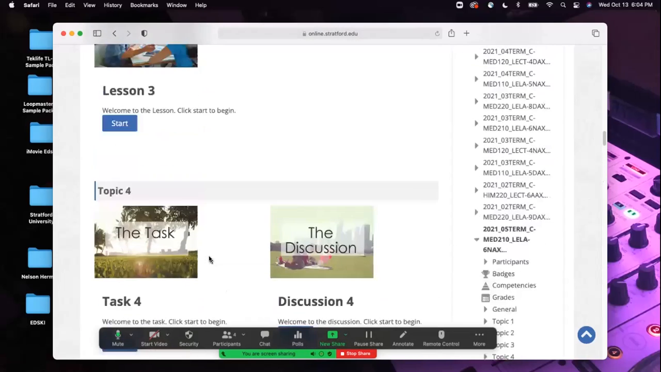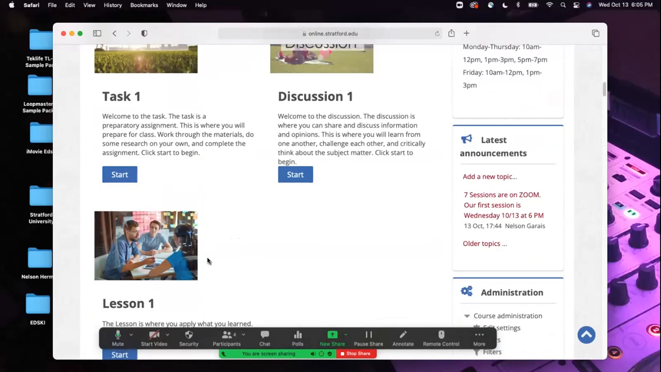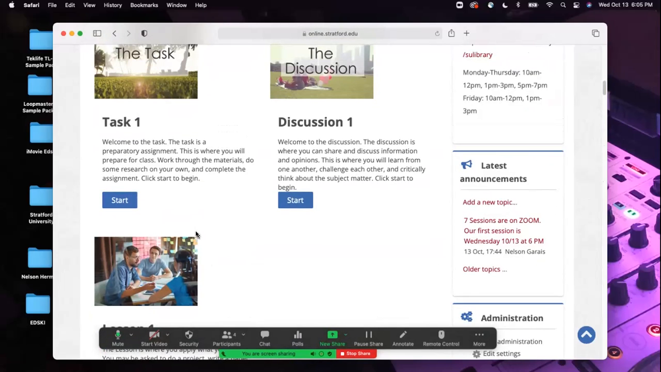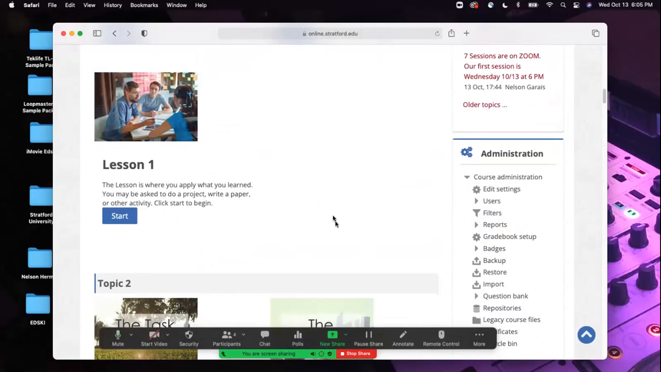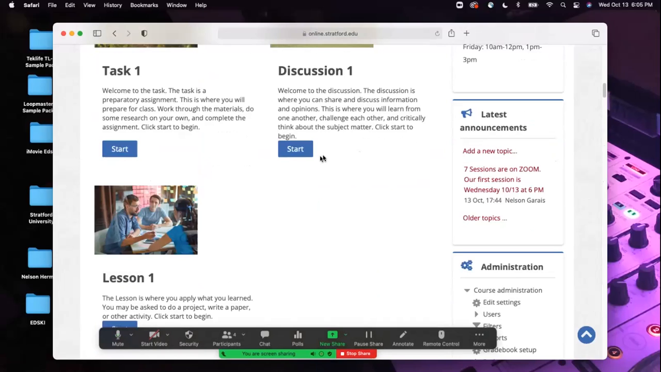And then all the other weeks, like this week, to get your first 10%, by next week, Wednesday, October 20 by 6 p.m., you should have done your task, your discussion, and your lesson. For every 24 hours that you do not perform it, it'll be automatically deducted 10%.